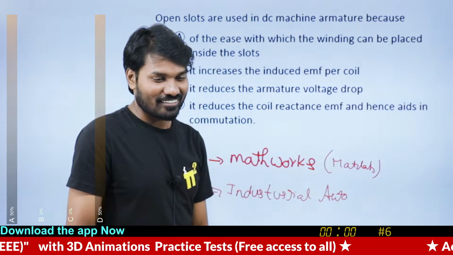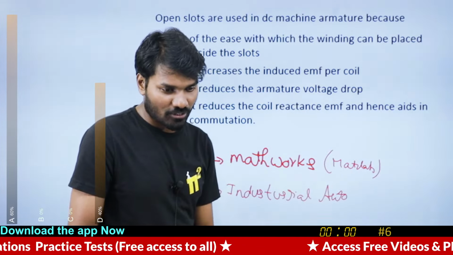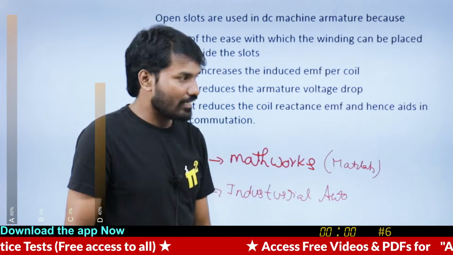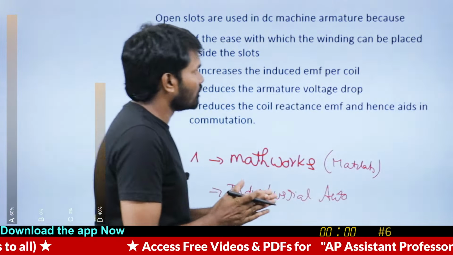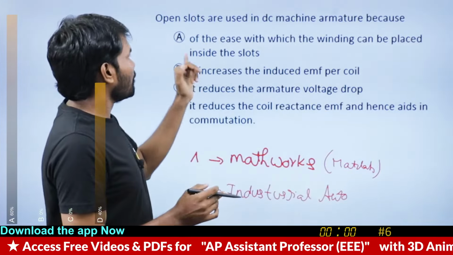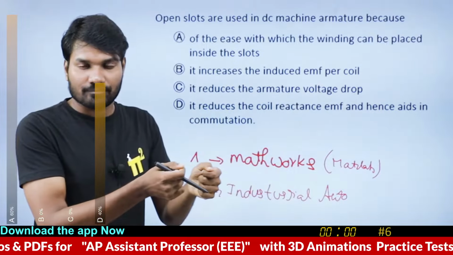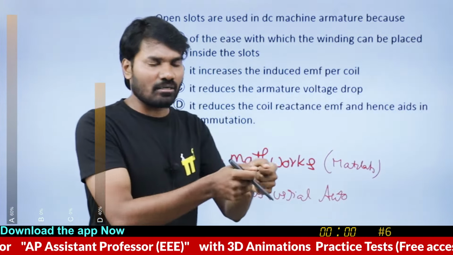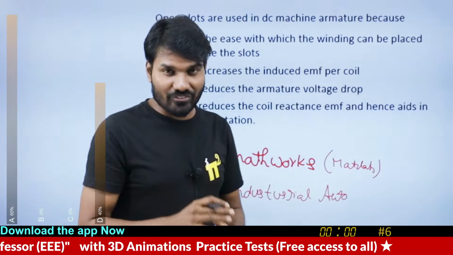What is your take? SMD is saying answer A. Shiva Ramakrishna is saying D. A, easy maintenance. Yes, open slots are used in DC machines. Open slots are always used so that you can easily place the armature winding. Very easily you can place and very easily you can remove it or whatever you want to do. It's going to be very easy.